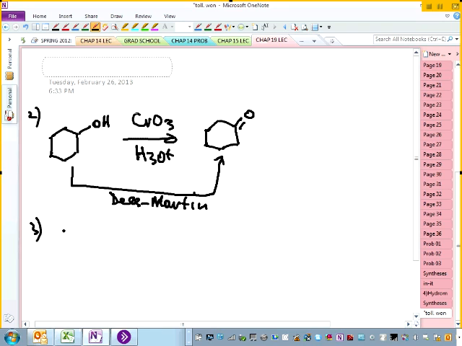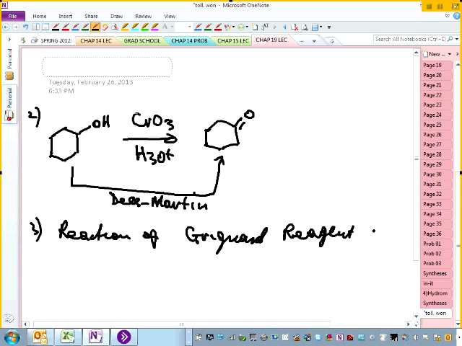Okay, the Grignard reagent, reaction of a Grignard reagent with a nitrile. Okay, this is a nitrile right here. This molecule is a nitrile, anytime you have a cyano group attached to a carbon atom.